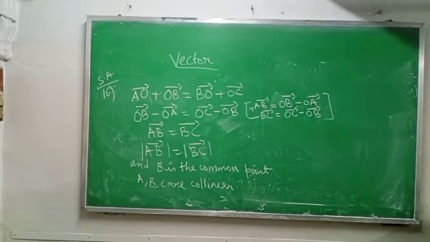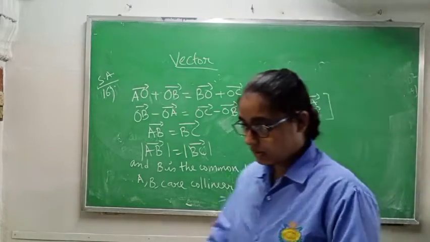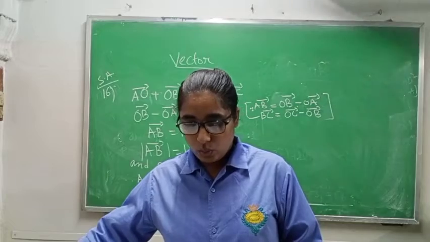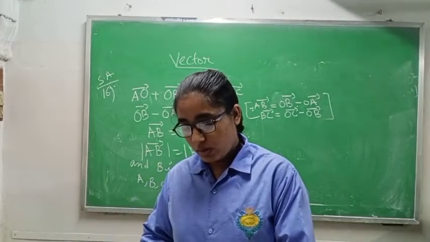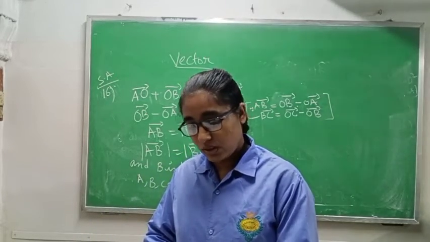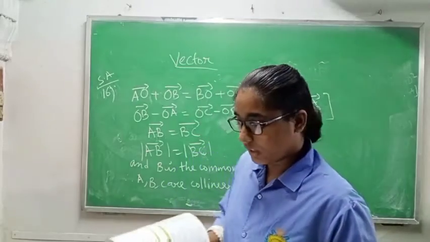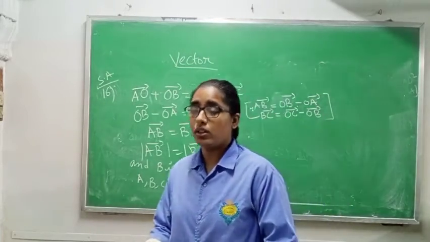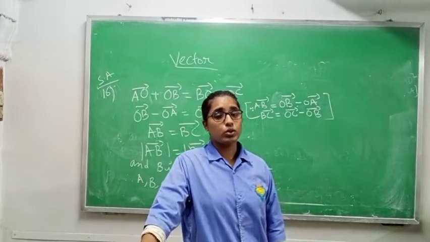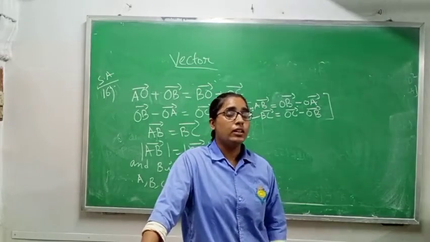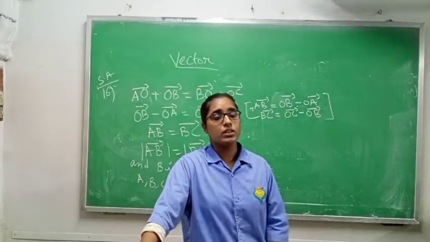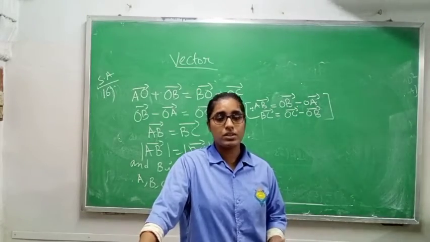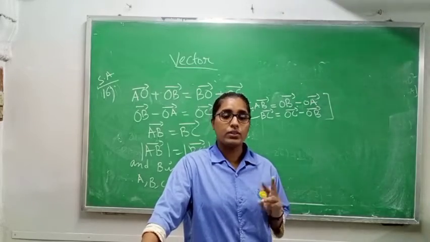Now class 12, short answer, question number 16. First read the question. It is given, if AO vector plus OB vector equals BO vector plus OC vector, show that the points A, B, C are collinear. Okay, so for showing that these 3 points are collinear, we have to prove that there is one common point between these two vectors. Means we have 3 vectors A, B, C. Any 2 vectors will be common.